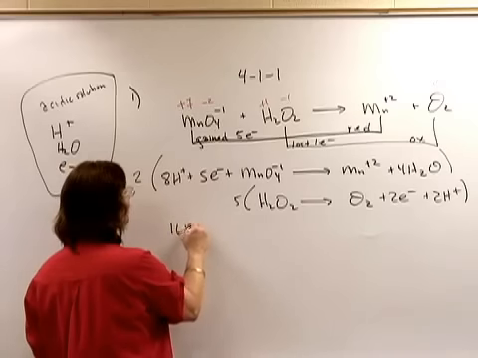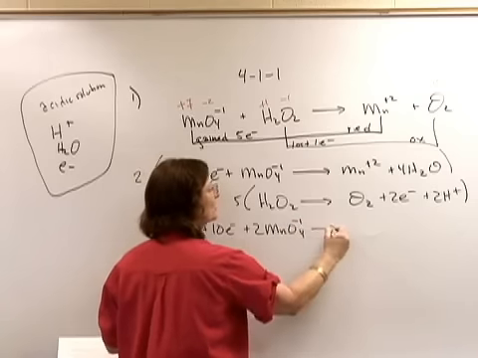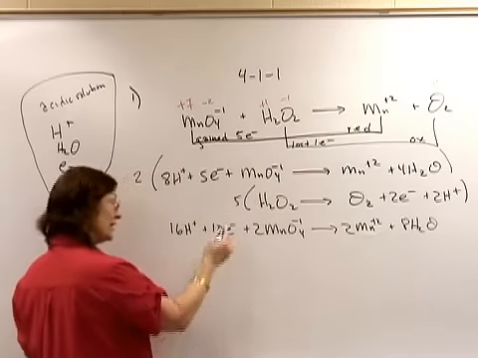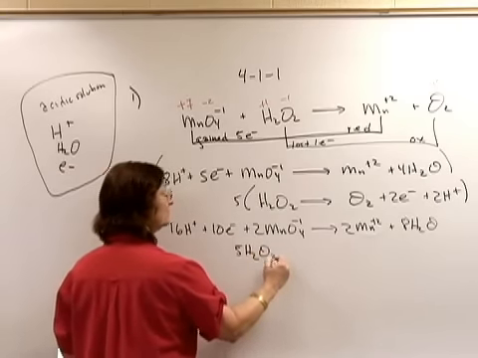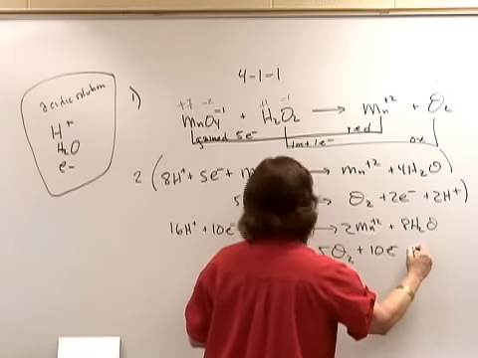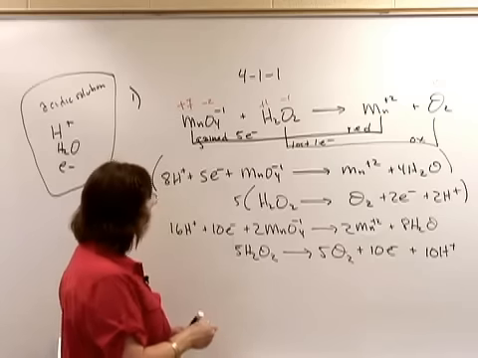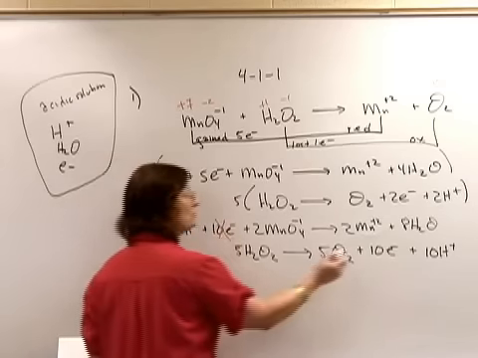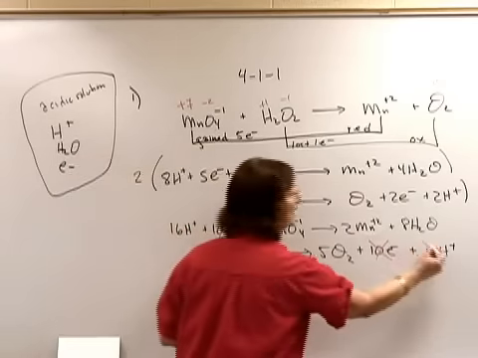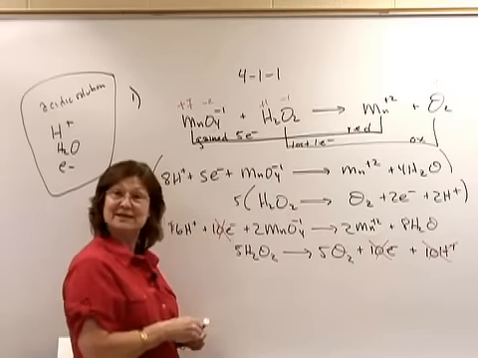And I have 16 hydrogen ions, 10 electrons, 2 permanganates, 2 manganese ions, and 8 waters. And then I have 5 hydrogen peroxides, and 5 oxygens, and 10 electrons, and 10 hydrogen ions. Then before I add them back together, I'm going to cancel a few things. The electrons must totally cancel, and then my 16 hydrogens will cancel these 10 hydrogens completely and leave me 6 hydrogens. And then I'm going to add them back together.